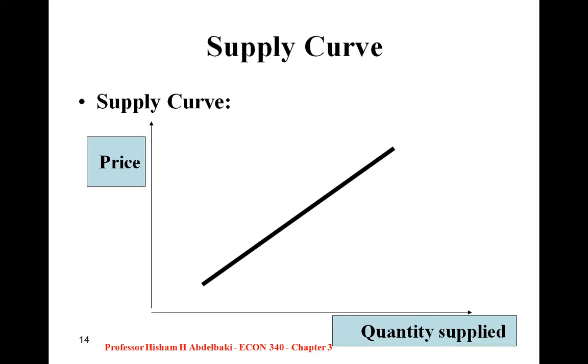Using this data, we can draw this curve. This curve is the supply curve, and it is an upward sloping curve. The demand curve is a downward sloping curve because the relationship between price and quantity demanded is negative, but here it is upward. Why? Because the relationship between price and the quantity supplied is positive. So if we have a positive relationship between the two variables on the two axes, the curve must be upward. Okay, so demand curve downward, supply curve upward.